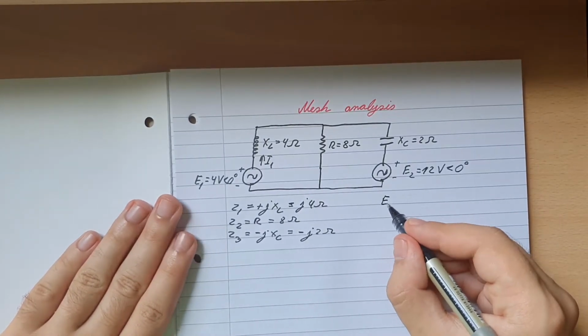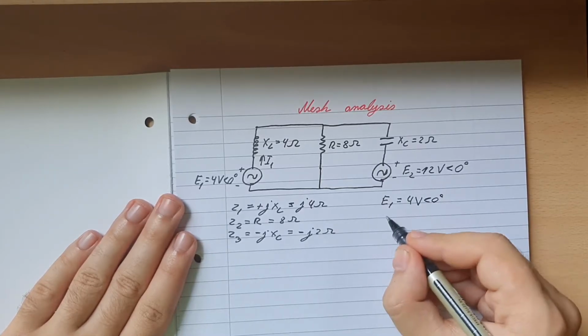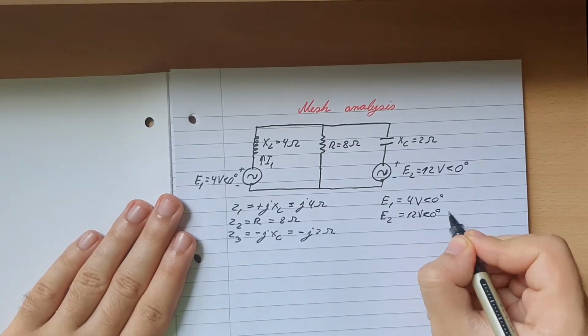We can also write the voltage sources here. E1 is equal to 4 volts at an angle of 0 degrees, and then E2 is equal to 12 volts at an angle of 0 degrees again.